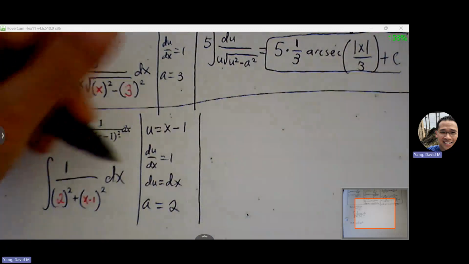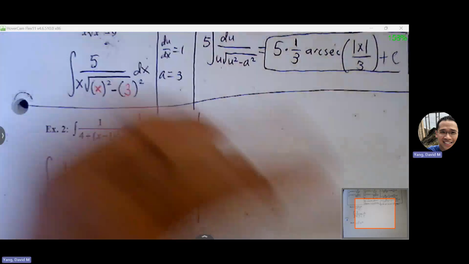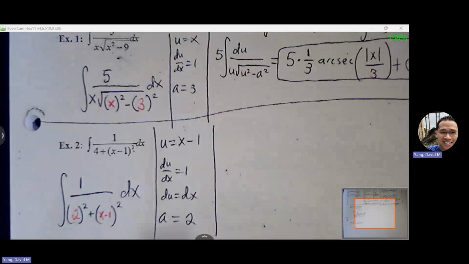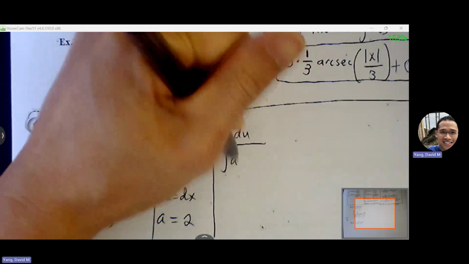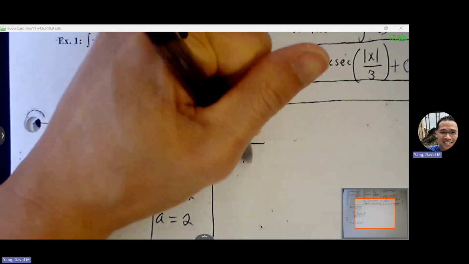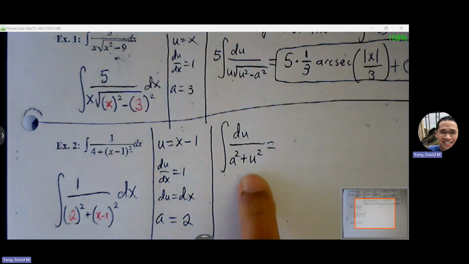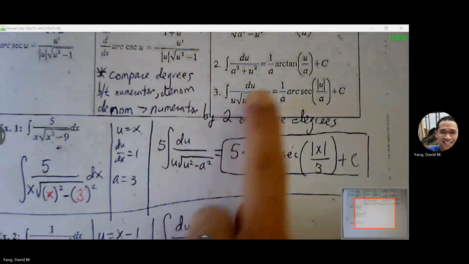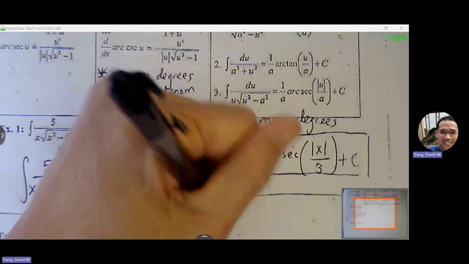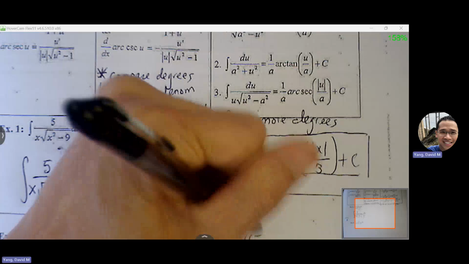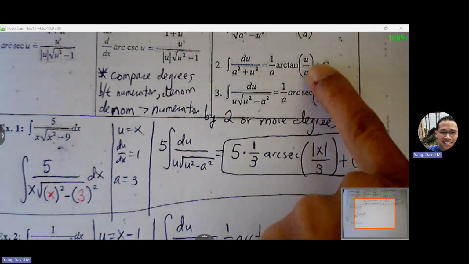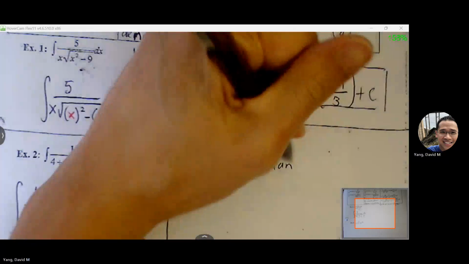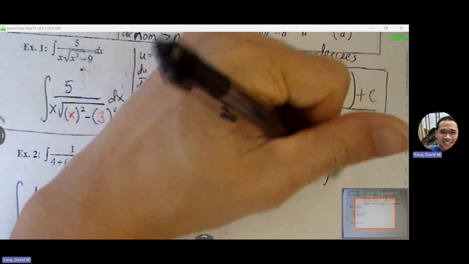Okay, let's set everything up. Make sure that if I were to replace everything, it'll look exactly like this rule, and it should. dx is replaced with du. My 2 is a. My u is x minus 1. So everything matches perfectly with the rule that I want to use. And now I can apply my rule. 1 over a. My a value is 2, so 1 over 2. Arctangent of u over a. My u is x minus 1. My a is 2. Plus c.